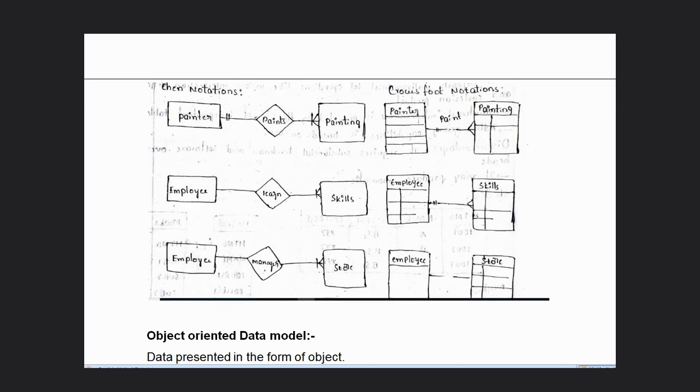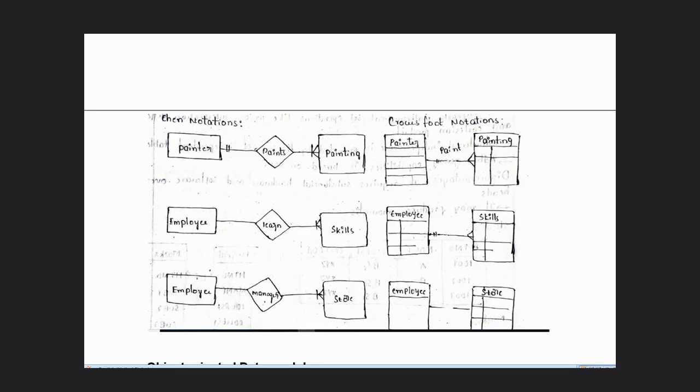Observe this diagram. This diagram illustrates the ER data model. Here I have drawn three diagrams. One is: a painter paints many paintings, but each painting is painted by one painter. This is Chen notation, and the diagrams on this side are crow's foot notations. These are all examples of ER diagrams.